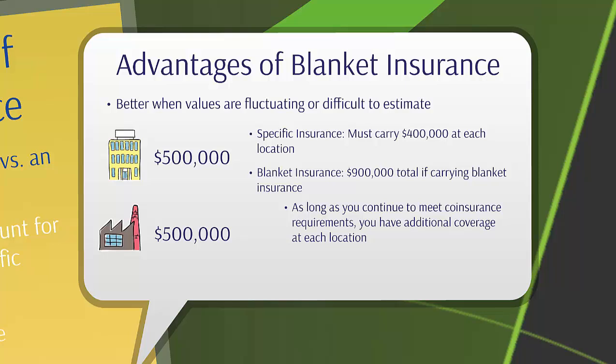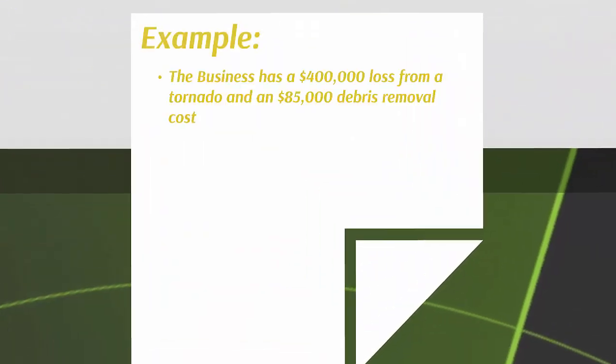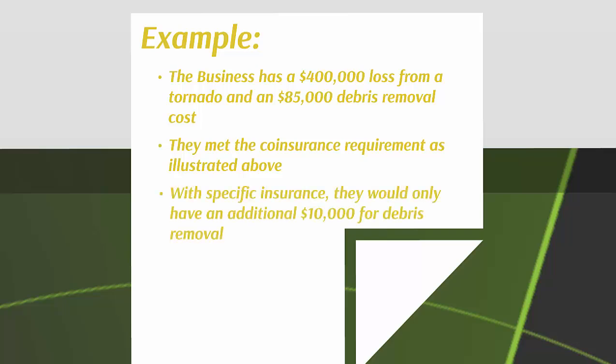In fact, they would have up to $900,000 of coverage. It also gives you additional debris removal coverage. Let's look at an example of that. Say the business has a $400,000 loss from a tornado and an $85,000 debris removal cost. They met the coinsurance requirement as illustrated above. With specific insurance, this insured would only have an additional $10,000 for debris removal since they had reached the $400,000 limit on the specific insurance they had purchased.